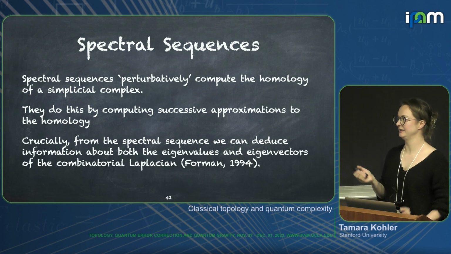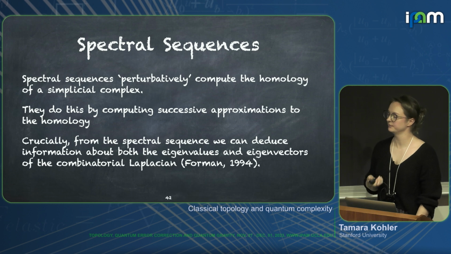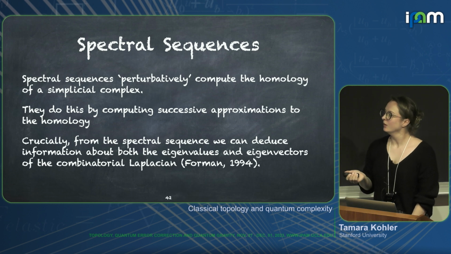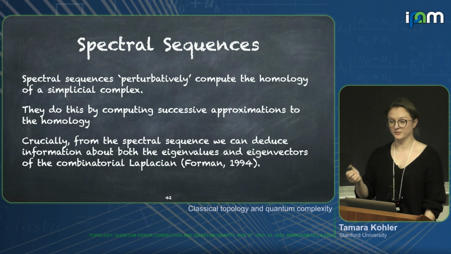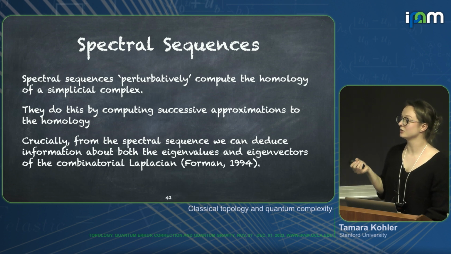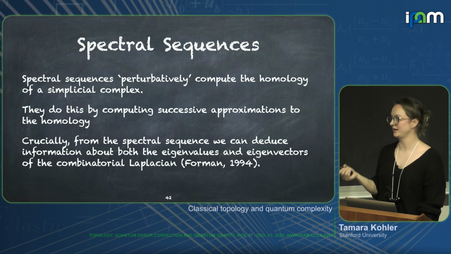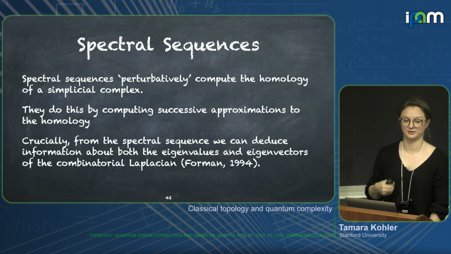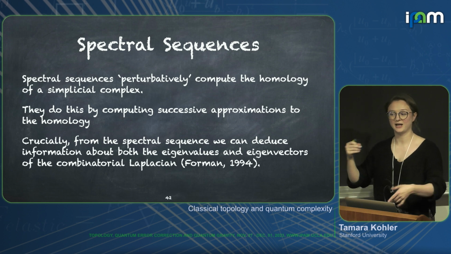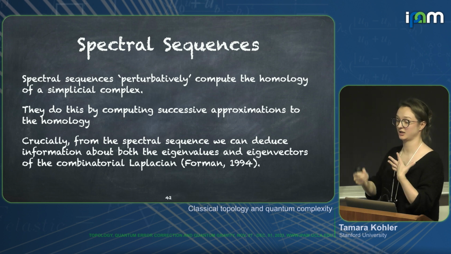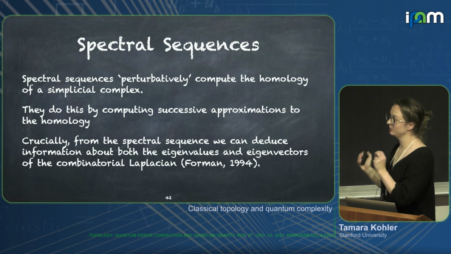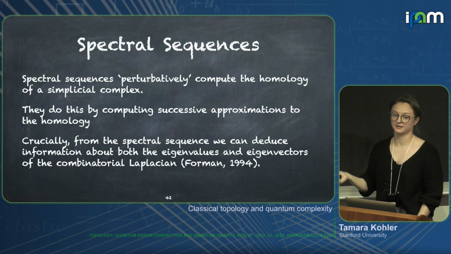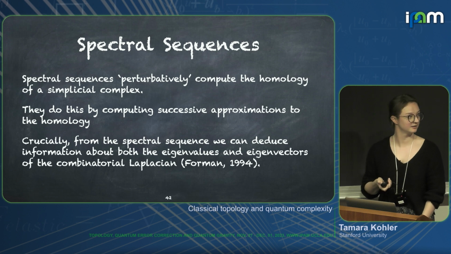And this is a technique that's used in algebraic topology. What's really important for us is that from the spectral sequences, you can also deduce information about both the eigenvalues and the eigenvectors of the combinatorial Laplacian. So for us, we don't actually want to compute the homology perturbatively. We know the homology of each gadget is really simple. But we do want to understand the eigenvalues and eigenvectors, and we're going to use spectral sequences to do that.